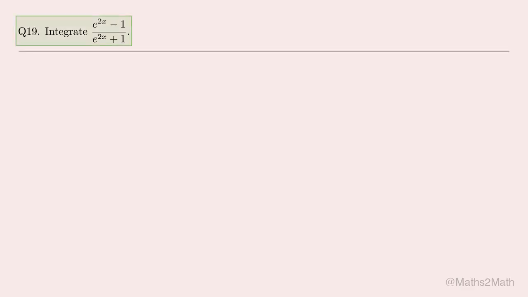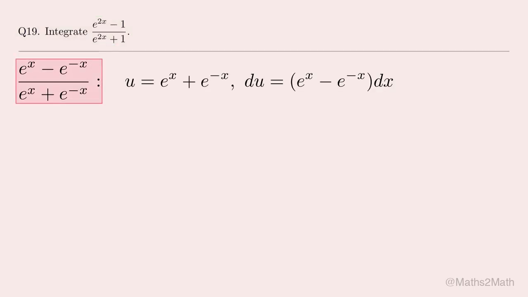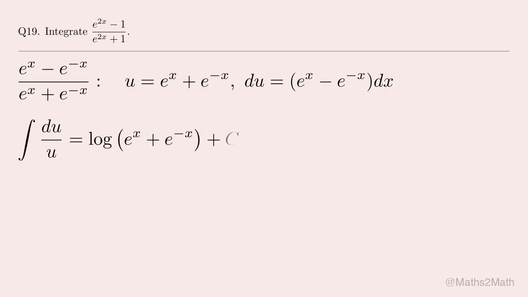Question 19. Divide top and bottom by e to the x to expose symmetry. The numerator becomes the derivative of the denominator. After dividing, the fraction is e to the x minus e to the minus x over their sum, whose derivative is the numerator. So the integral is the log of the denominator.